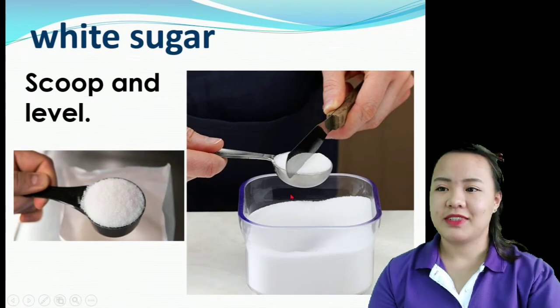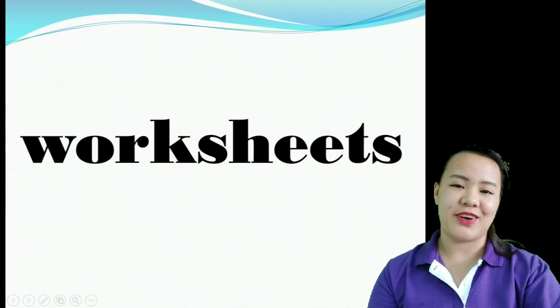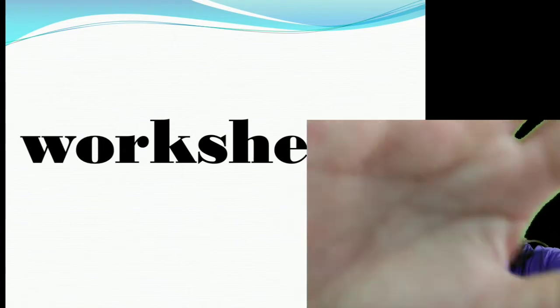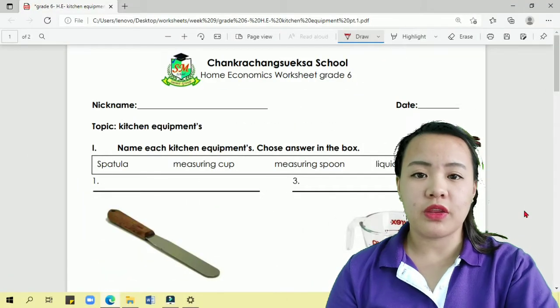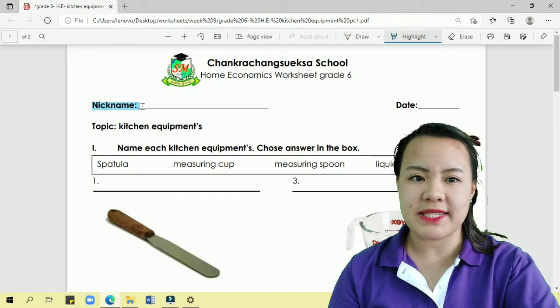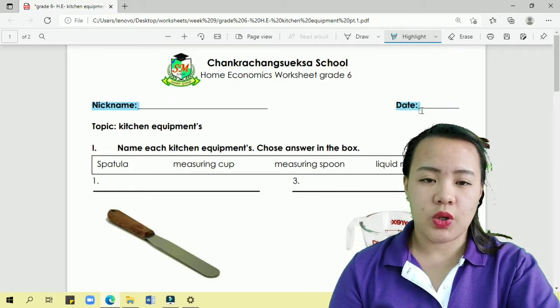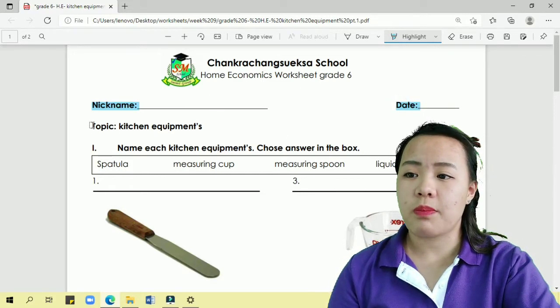Okay, so let's move on with your worksheet for today. Are you ready? Okay, let's go. Let's start with your worksheet. First, you need to write your nickname in the space provided. Write the date when you're going to answer your worksheet, and our topic will be kitchen equipments.